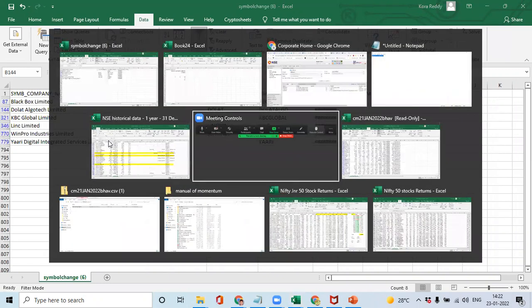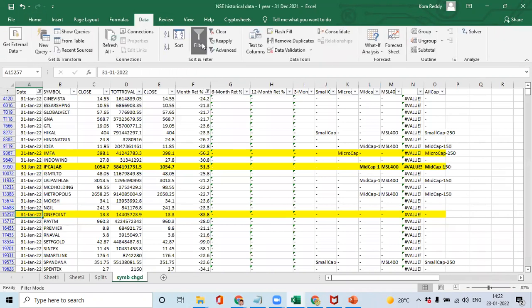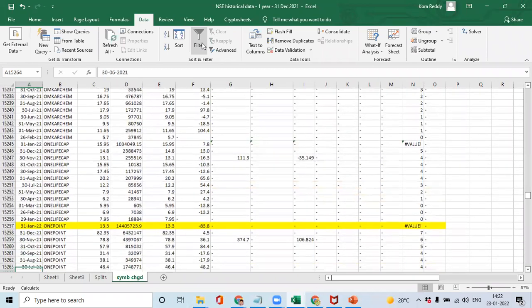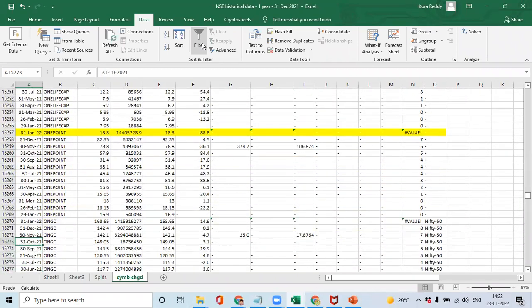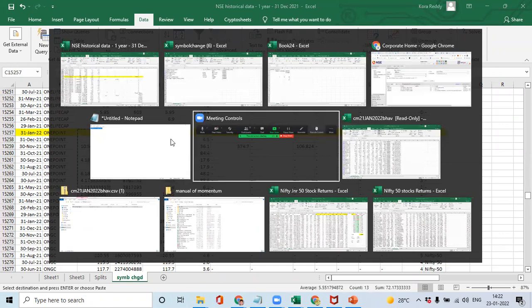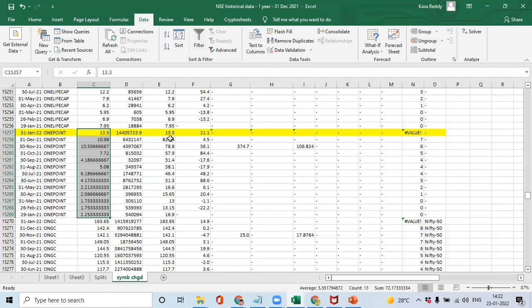Let's go to that company. Right, so this is the price data. Now this whole story is divided by 7.5. All the prices will be adjusted by that. Now, because you have written a formula, break that formula by going to notepad and pasting it back. So now the formula is gone.